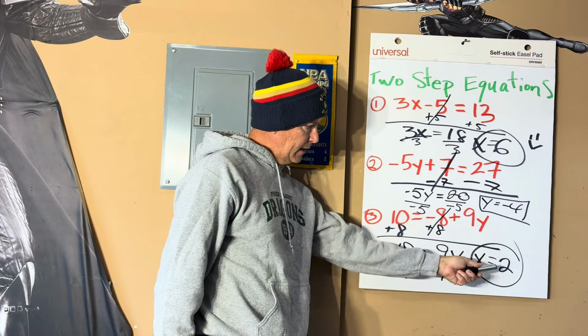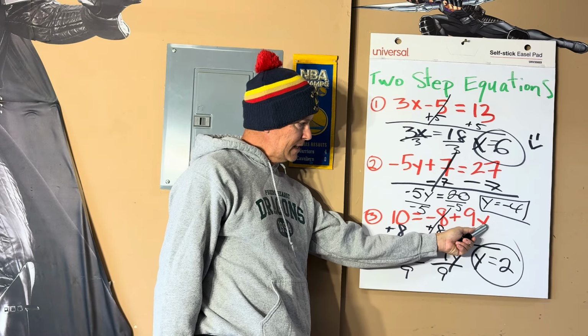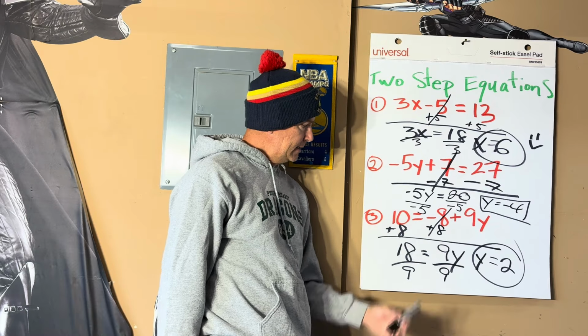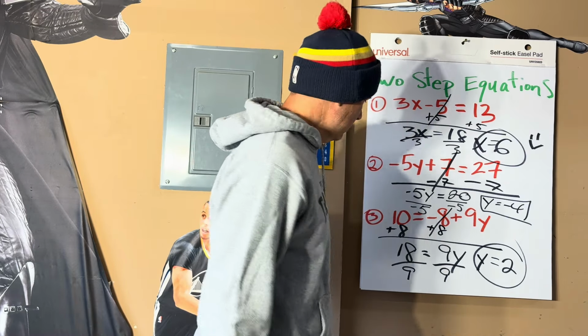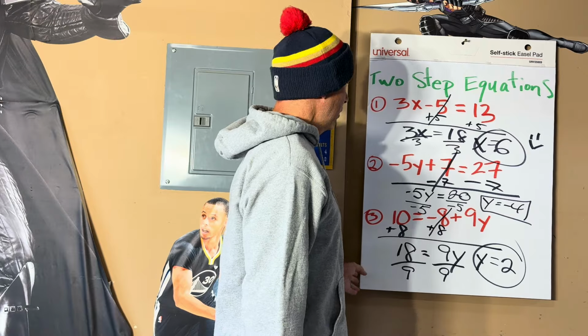Okay, let's plug it in. If y is 2, 9 times 2 is 18. -8 plus 18 is 10. So that means we're good, okay? Let's go to the other page.